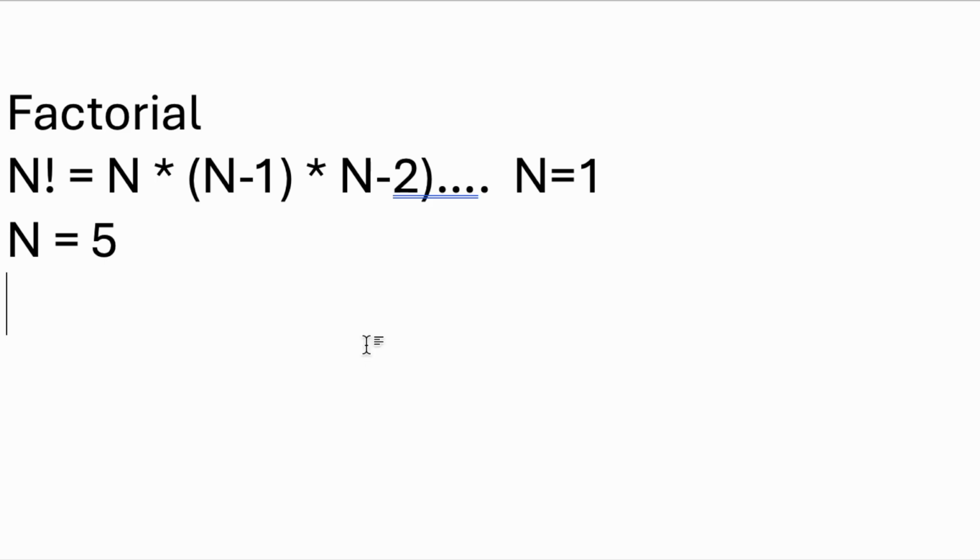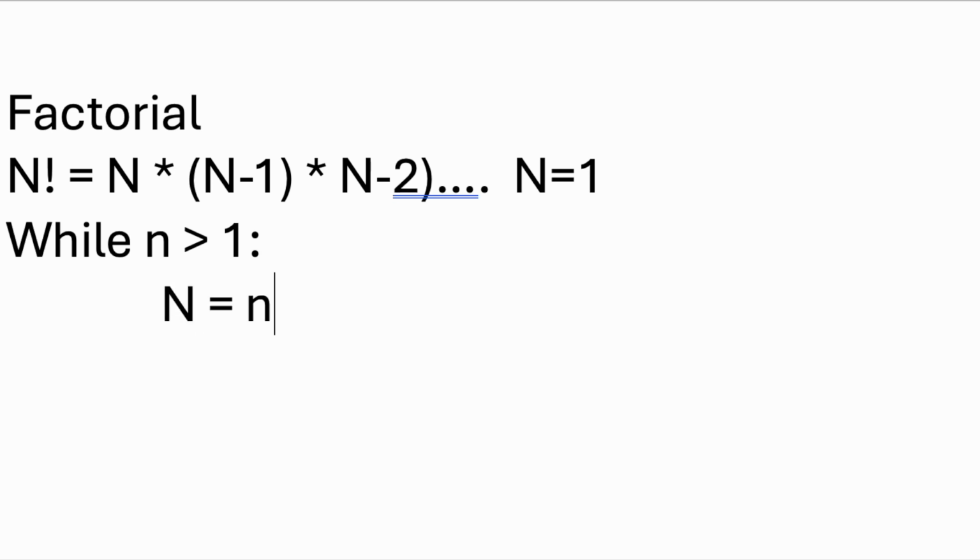Something that has a lot of repetition until a certain condition has been met, and of course that's the while loop. So we could say something like while n is greater than 1, n is equal to n multiplied by n minus 1, and then in order to avoid an ongoing loop, we would have to say n is going to be decremented by 1 each and every time.